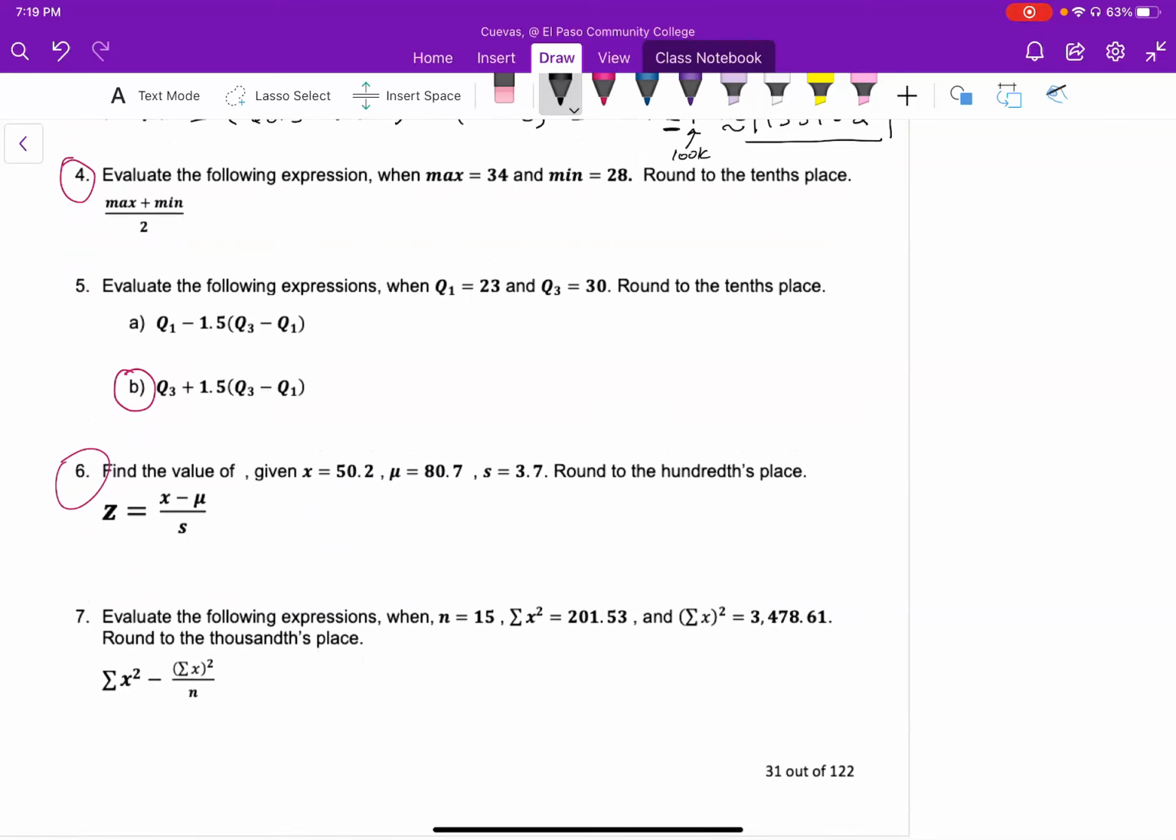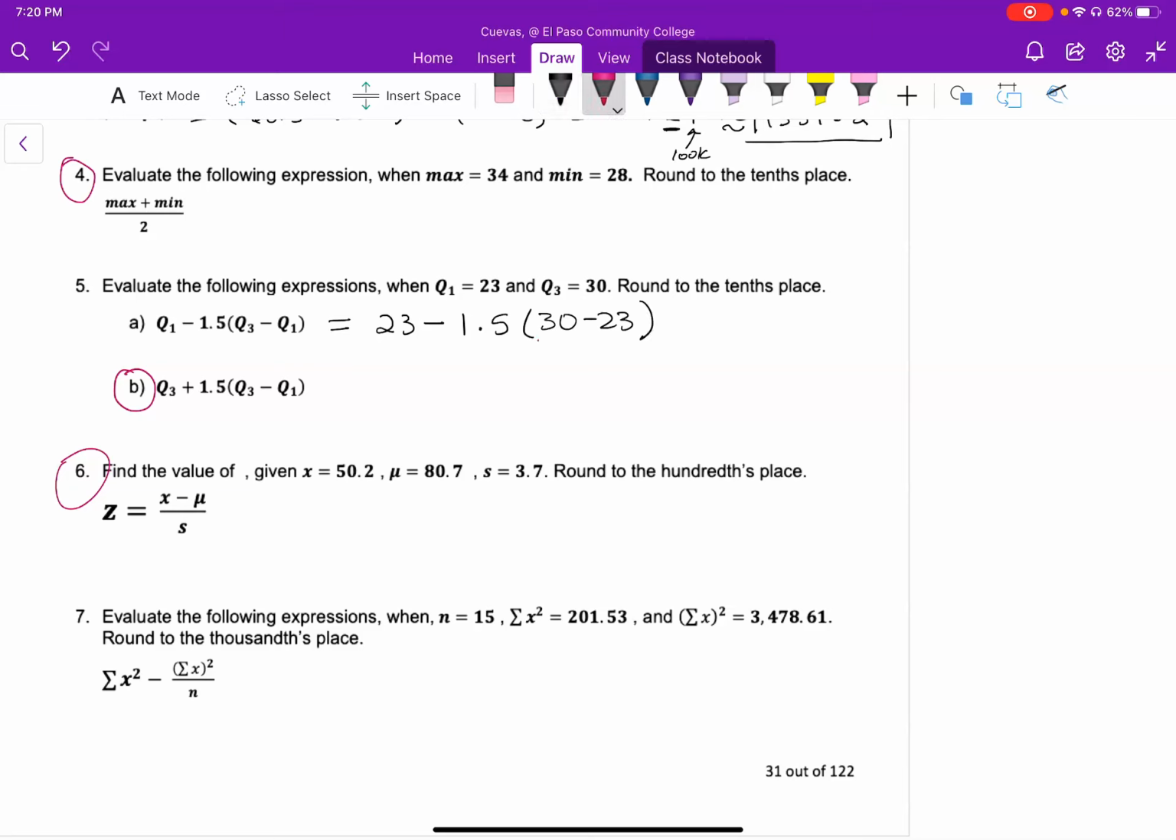Evaluate the following expressions when Q1 is equal to 23 and Q3 is equal to 30. Round to the 10th place. Let's take a look at A. Q1 is 23 minus 1.5 times Q3 is 30 minus Q1 is 23. Let's follow our order of operations.